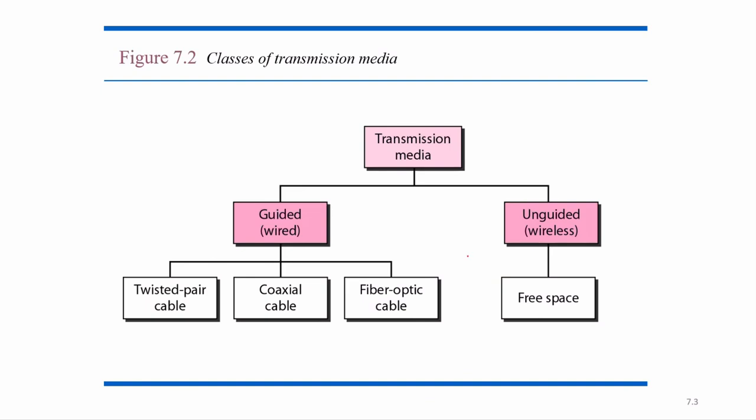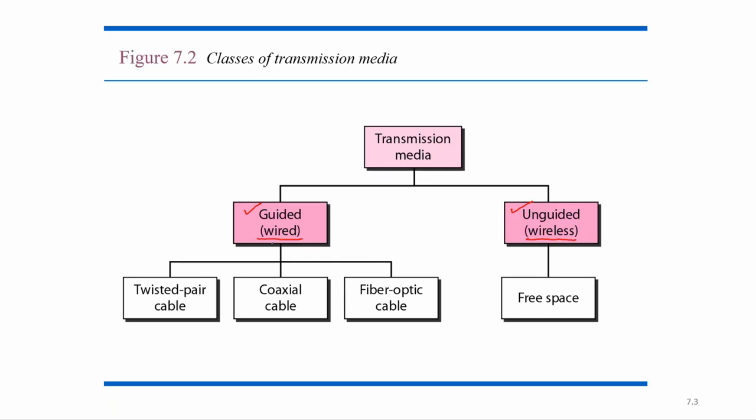So here are the classes of transmission medium. Transmission media are basically divided into different types. The two basic types are the guided transmission medium and the unguided transmission medium. Guided means the one that uses a wired system. If a wired system is there, that is called a guided transmission medium. The other one is unguided, which is a wireless system.